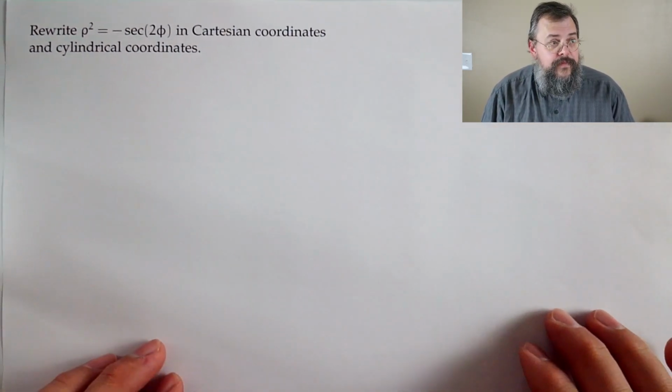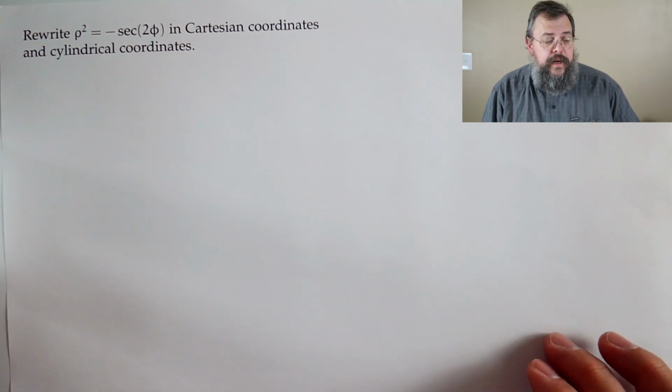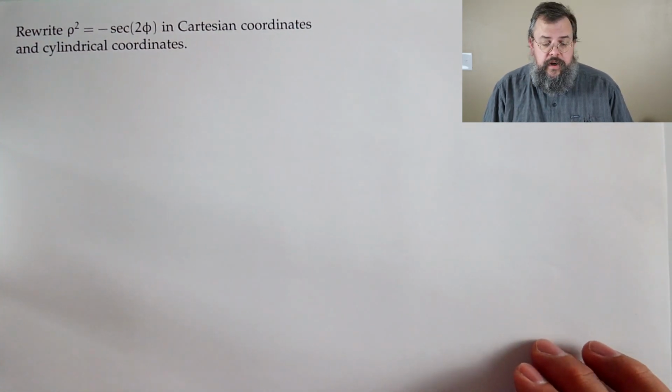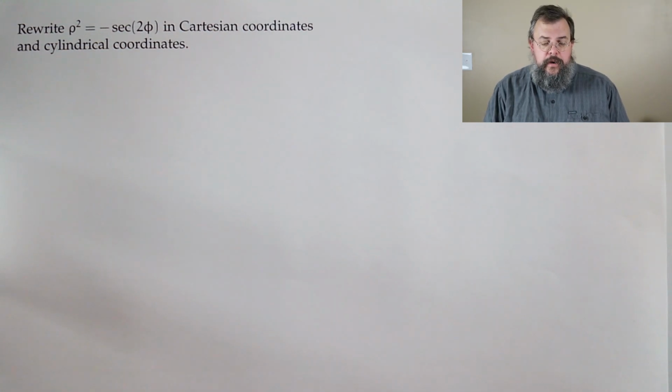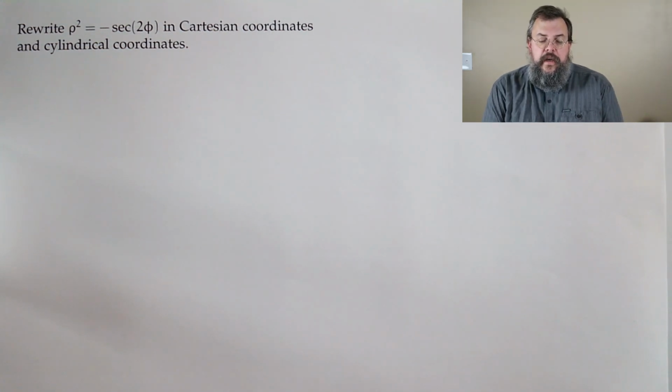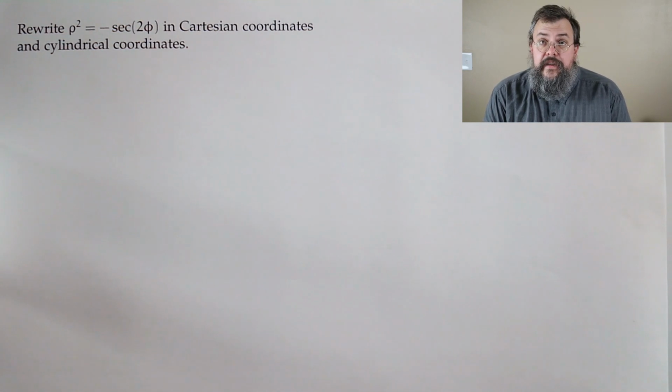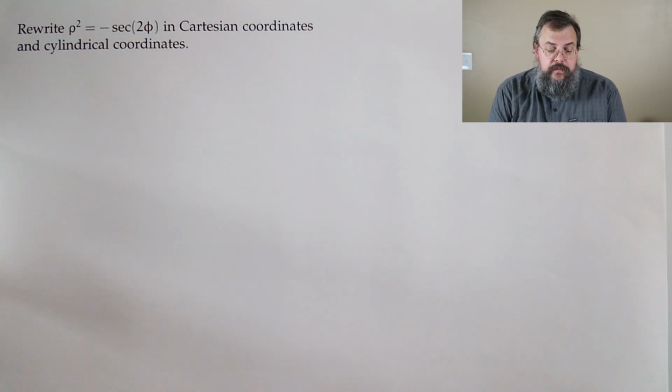Let's do one more problem. Okay. So last problem. Rewrite rho squared, which is negative secant 2 phi, in Cartesian coordinates and in cylindrical coordinates. So, all right, cool. Interesting. Not quite so clear what's happening. Not yet, but let's think about this. What can we do?